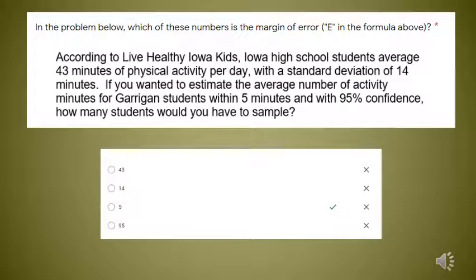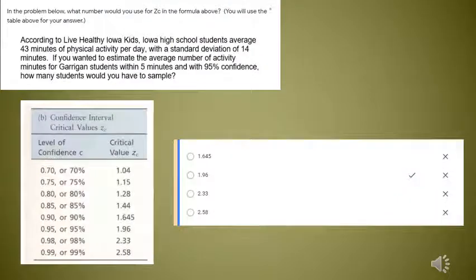Next question asks you what is the margin of error, and I already told you it was 5, but the dead giveaway for that is always the word within. So within 5 minutes is the margin of error. It asks you the z-score that we're going to use for this problem, and since it says 95% confidence, I go up to that table at the top, and the z-score that goes with it is 1.96.